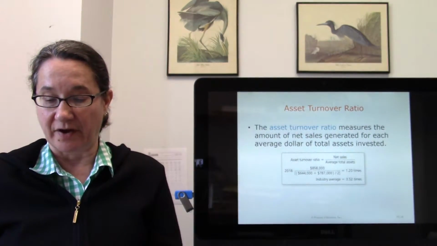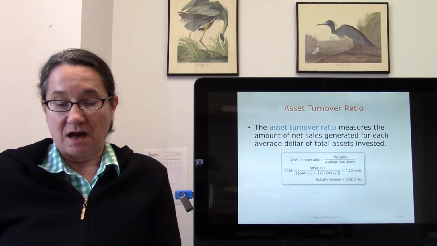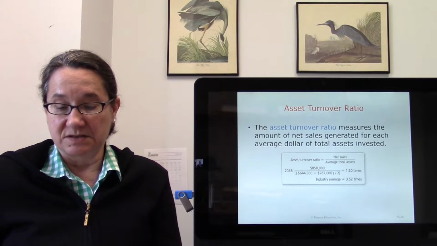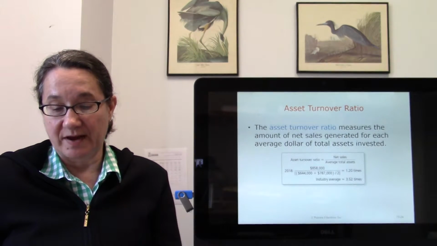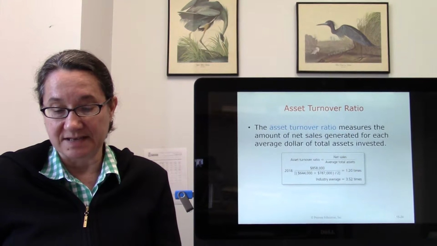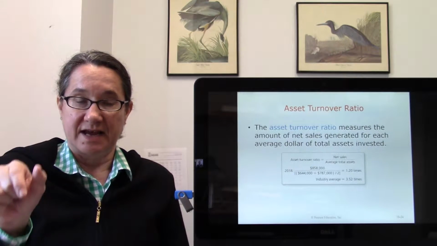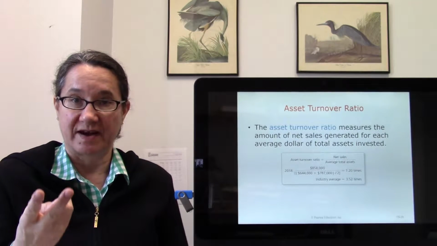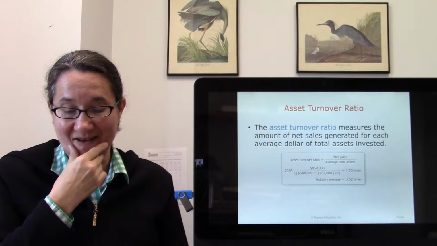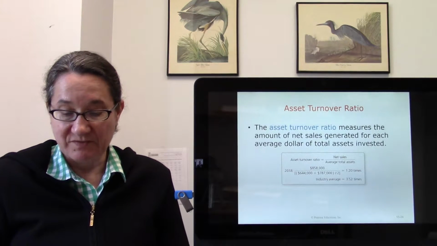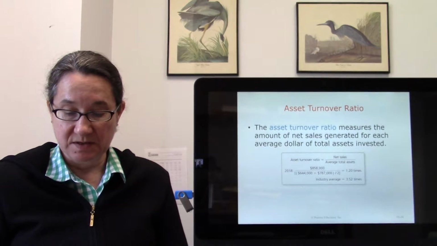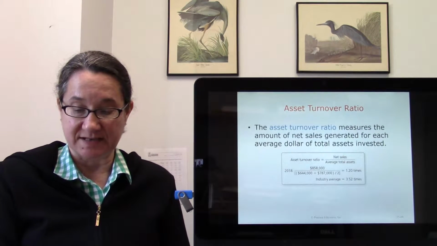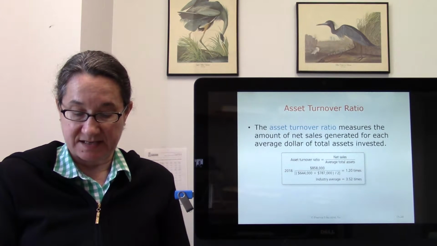Asset turnover ratio, also telling you something about how well they're using the assets. It measures the amount of net sales generated for each average dollar of total assets. So you have to calculate your average total assets, which is just last year's assets plus this year's assets divided by 2. So you need 2 years of financial statements, and you just take the average, and you divide that into net sales. So net sales divided by average total assets is asset turnover ratio.